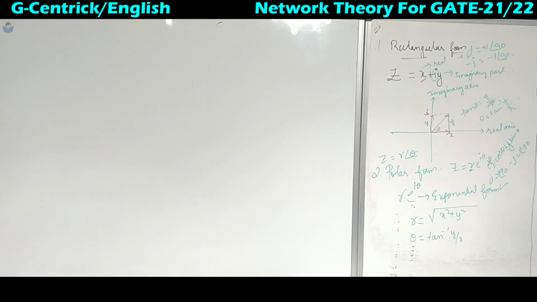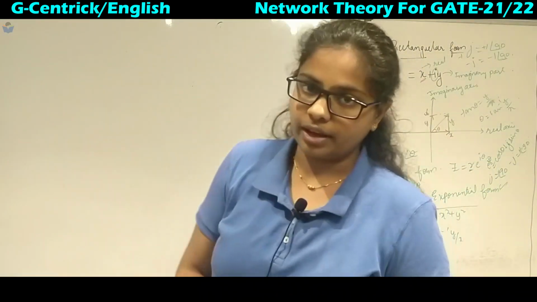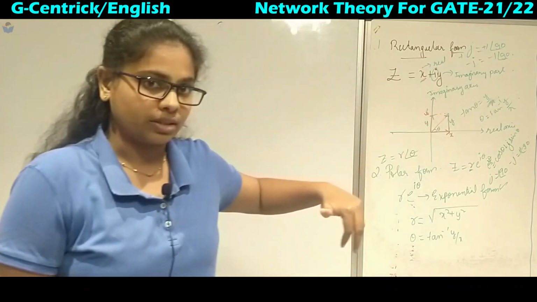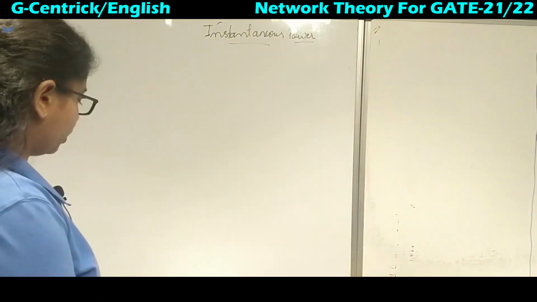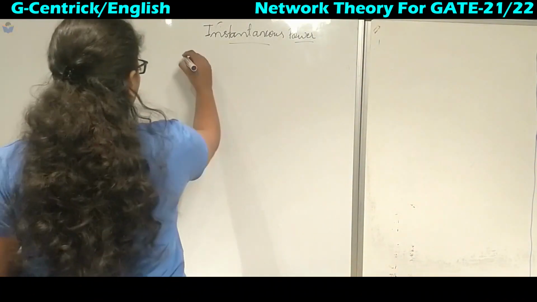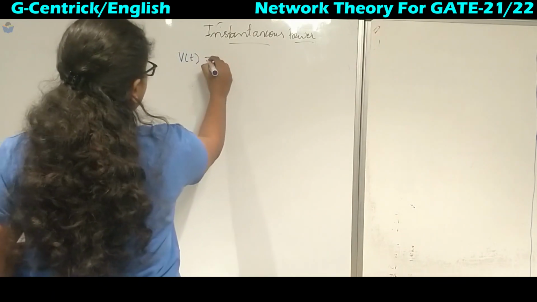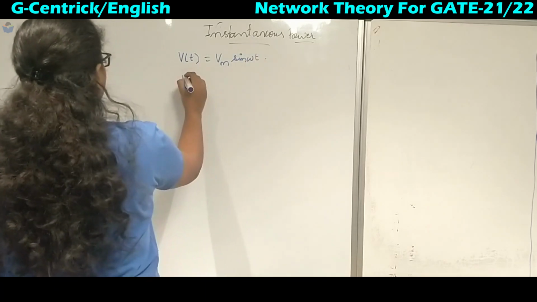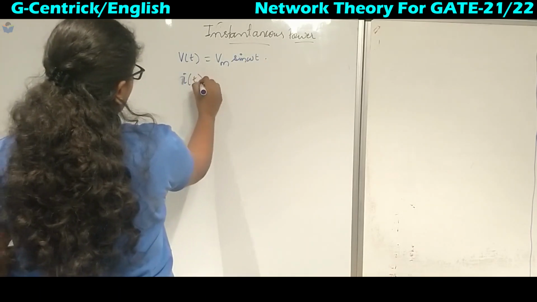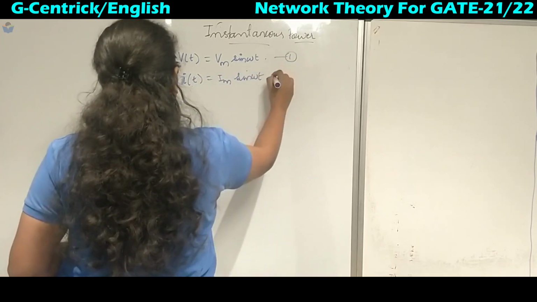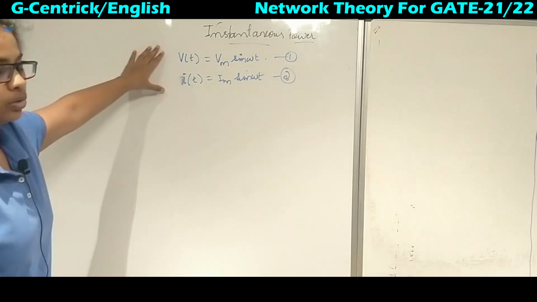So this is about the rectangular form, polar form, and conversion of time domain to phasor domain, which we have seen. Now we will see one more concept that is left, the instantaneous power as well as the average power. Coming to the instantaneous power, if V of t is given by Vm sin omega t, and I of t is Im sin omega t. This is equation 1 and this is equation 2. We have given both the values.